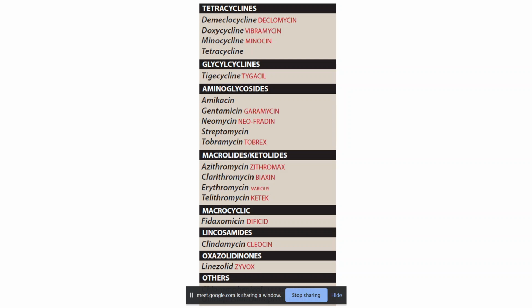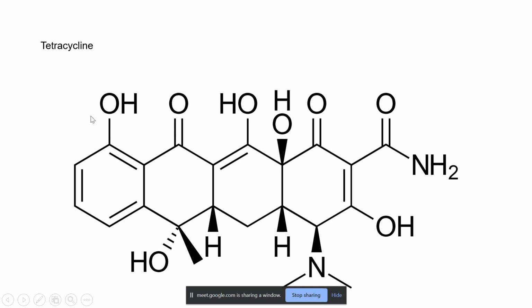And the tetracyclines are one of the main groups that are used for the treatment of infection, and they are composed of 4 rings fused together, and they have different residues around these rings, and depending on that they will have different pharmacokinetics, and also the antibacterial spectrum.